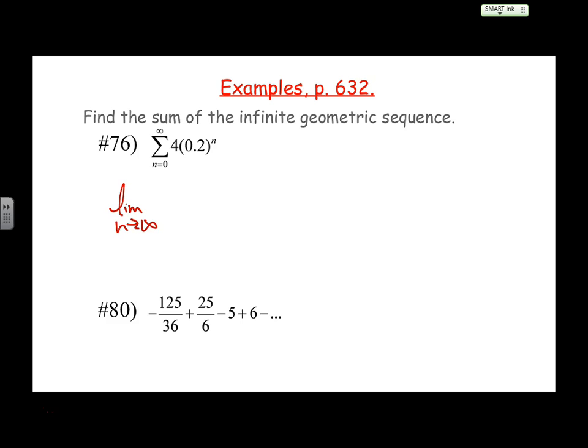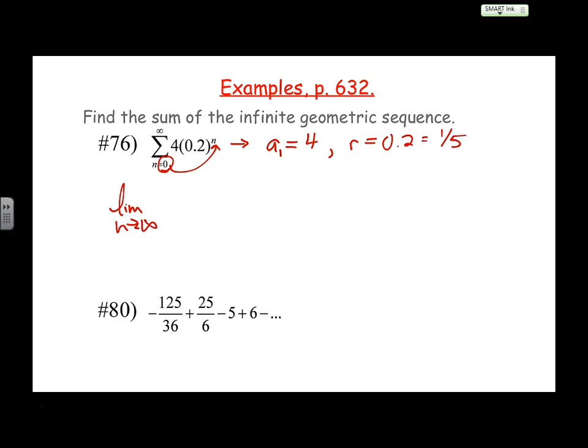Limit as n goes to infinity of... Question, what do we know from this sigma? What's a sub 1? No, we plug in 0. Anything to 0 is 1, 1 times 4 is 4. What's my common ratio? Because if you go to 1, there's a 0.2, go to 2, there's another 0.2, and another 0.2, so we have 0.2. Another way of saying it is 1/5.